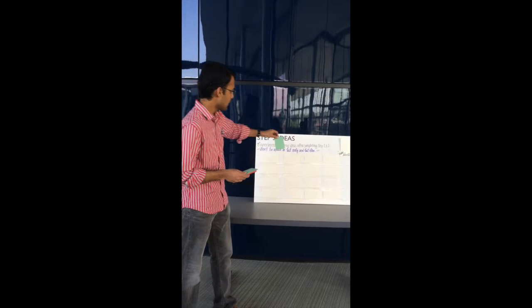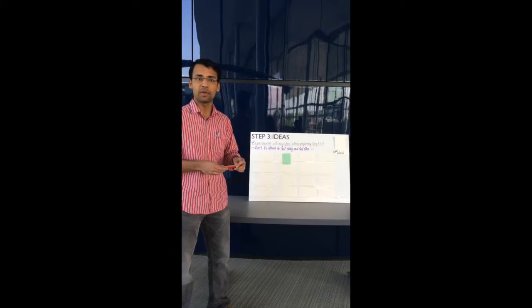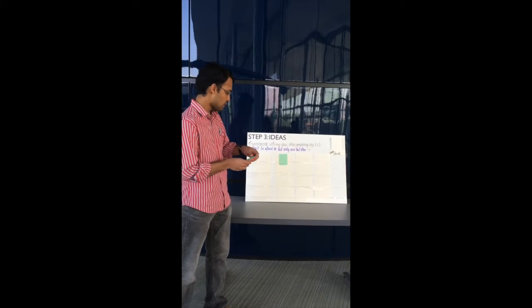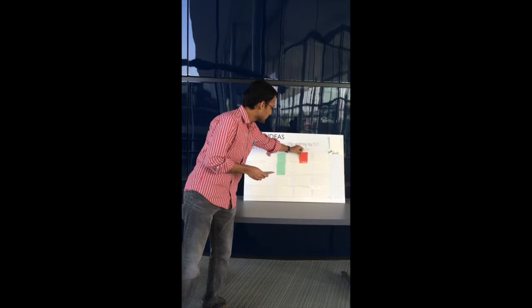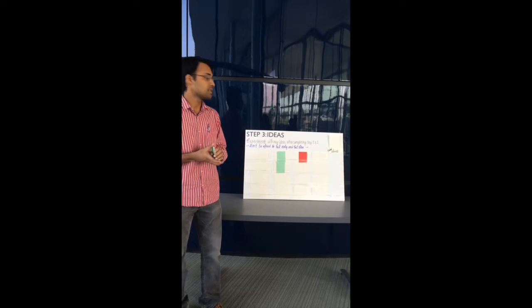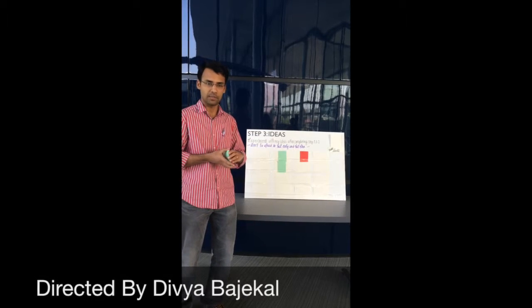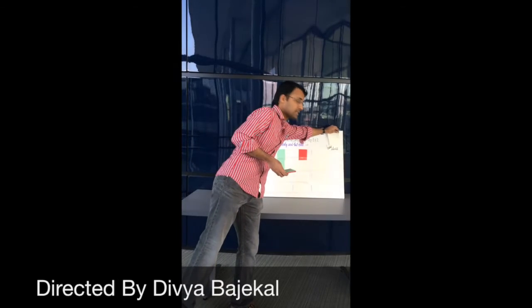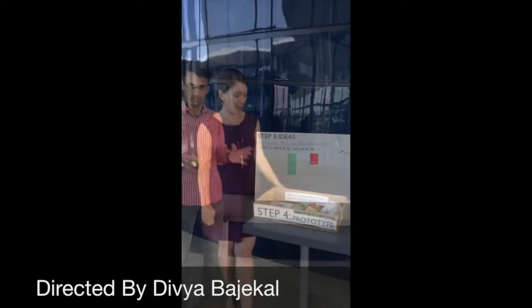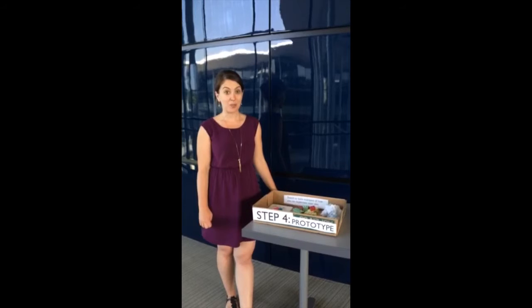So if you really like one of these ideas, put a green card there, and keep on voting on the good ideas, and place a red card on an idea that is not popular among the group at this point. Now, hold on to the failed ideas, because this might come in handy later on. The last step of the process is building a prototype.